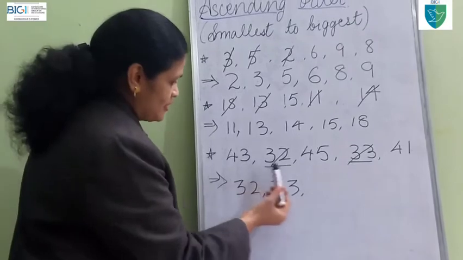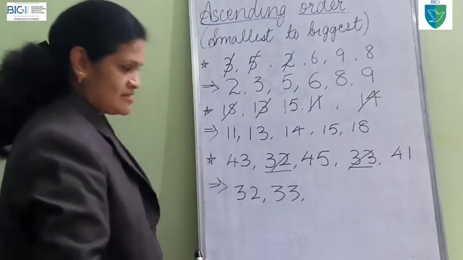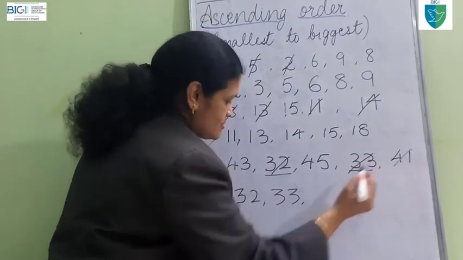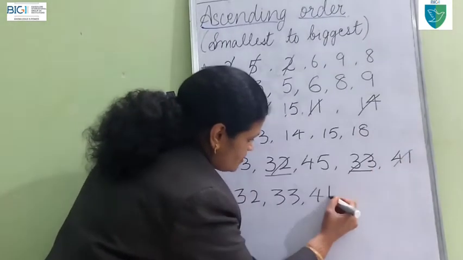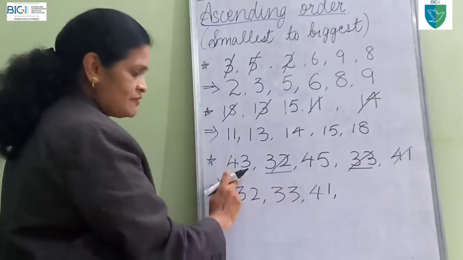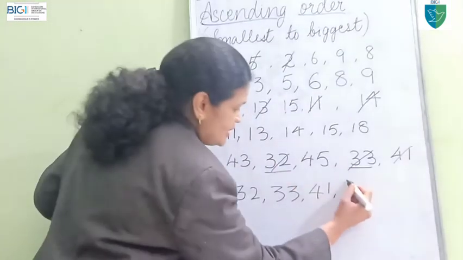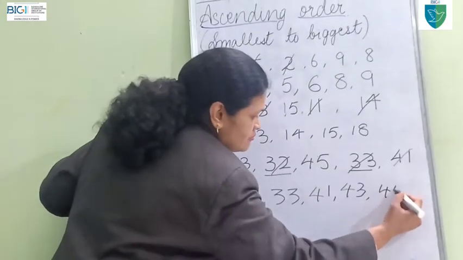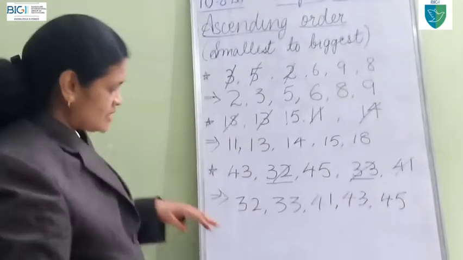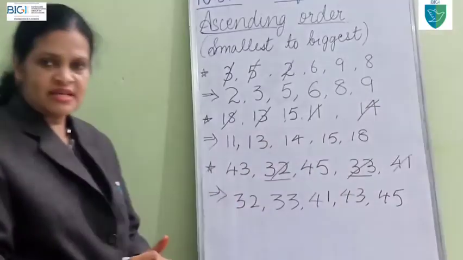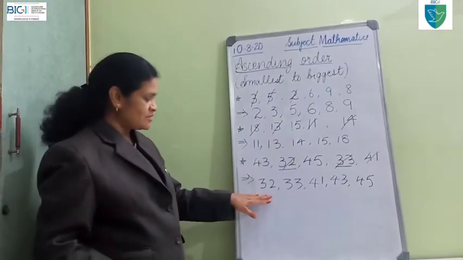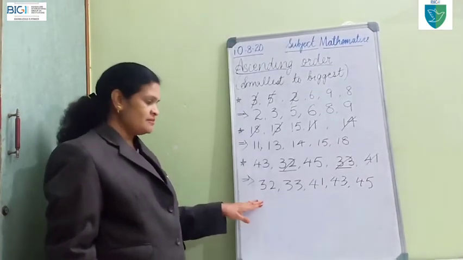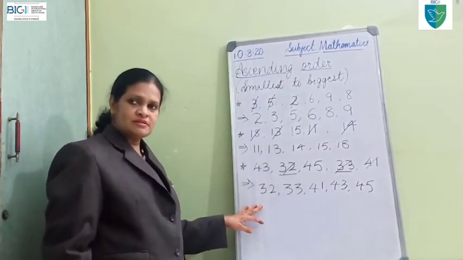Now, in the 40s, which number is the smallest? Do we have 41? Yes, 41 comes here. After 41, we have the next number 43. After that, we have number 45. Now, when you see all the numbers, you can see that it is all arranged from the smallest to the biggest number. Right, children? I hope you understood.